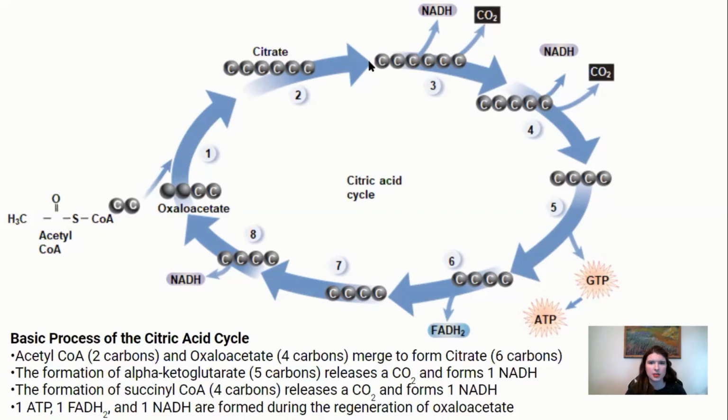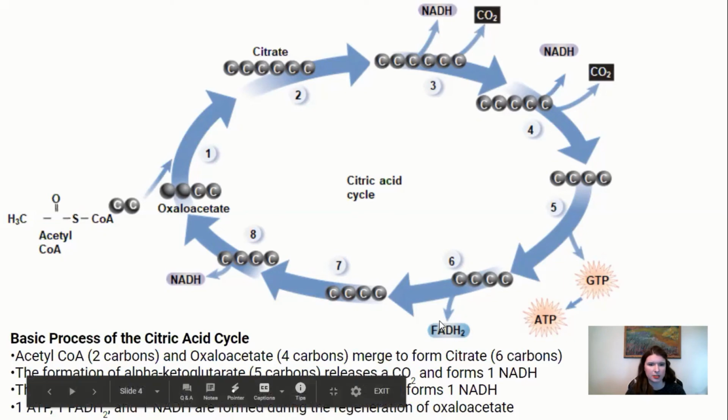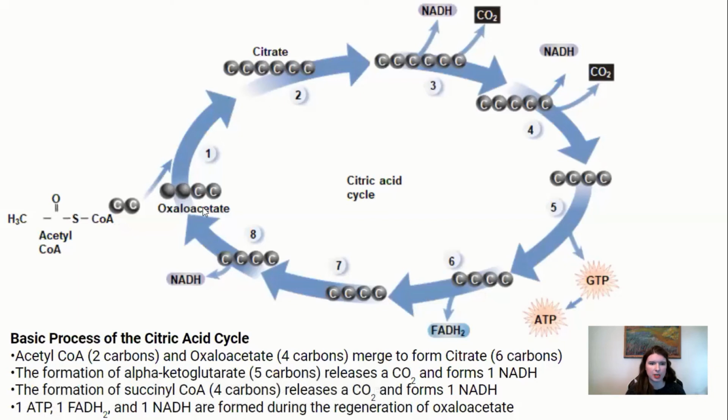And then as we go through the cycle, we create a molecule of NADH here and a molecule of CO2. So now we have fewer carbons. We make more NADH, more CO2, fewer carbons again. We make a little bit of ATP. We make a little bit of FADH2. At the end of the process, we make a little bit of NADH, and we go back to the beginning, get oxaloacetate again, keep looping around. Okay. So that's pretty much what you need to know about the cycle.